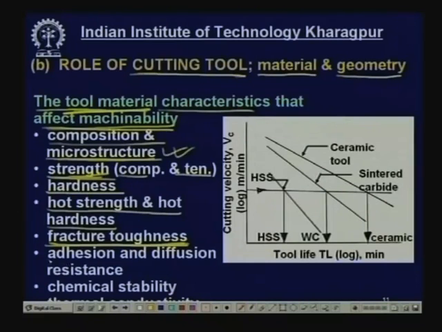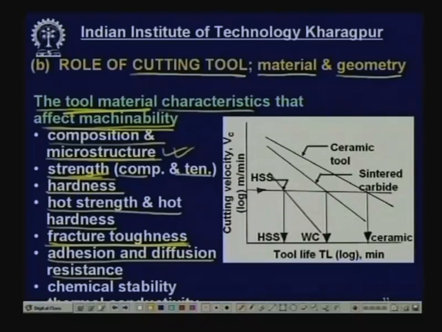Adhesion and diffusion resistance, due to high temperature and pressure at the cutting zone between the chip and the tool. Adhesion and diffusion take place between the chip and the tool material, and both are detrimental. Both accelerate the rate of wear of the cutting tool, so the tool will fail very quickly. So, if the tool material is adhesion and diffusion resistant, it will serve better, like say ceramic tools.